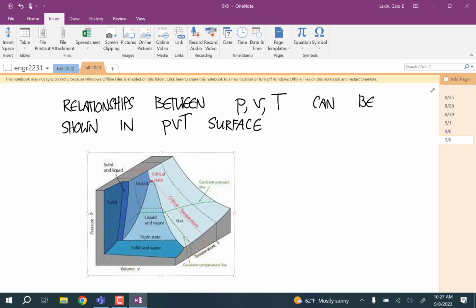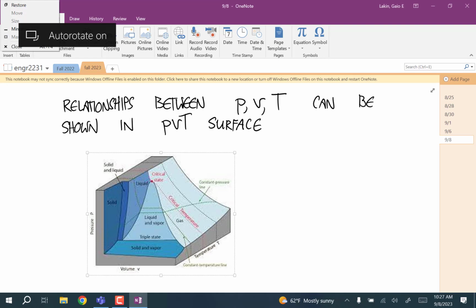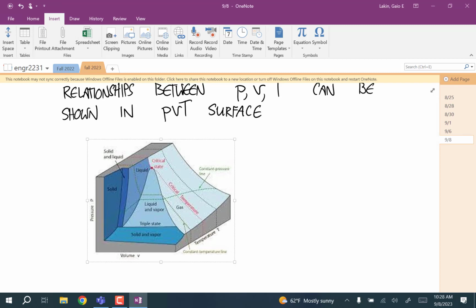So this is for a material that contracts on freezing, which is almost everything. There's one material that expands on freezing. What's that? Water. There probably are others, but it's very rare. So this is the PVT surface for something other than water. Water is polar. I don't know why it is, but it's very lucky that it works that way, because otherwise lakes would freeze solid in the winter and that would be very bad for frogs and fish.